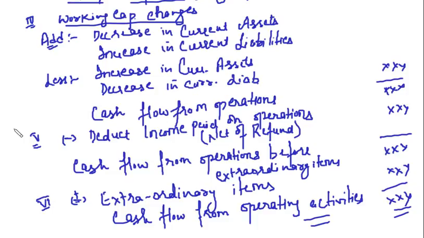right? On this cash flow from operations, we will pay income tax, only relating to the operations, not the investing or financing activities, net of refund. We will subtract the refund amount from the income tax paid amount. What we get is cash flow from operations before extraordinary items. Then we will add back or subtract any extraordinary items. If it is an extraordinary income, we will add back. If it is an extraordinary expense, we will subtract. Finally, what we get is cash flow from operating activities. Clear, friends?